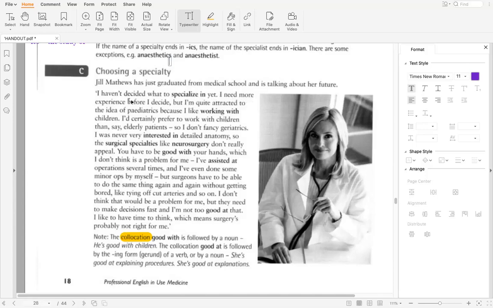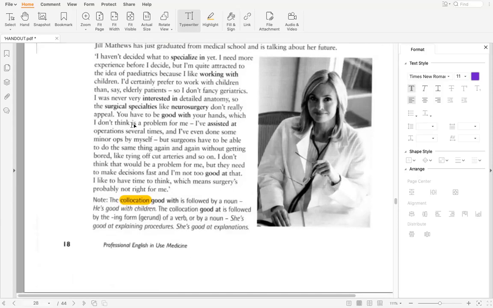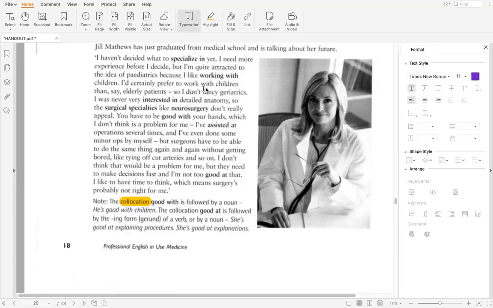Alright? They come always together, like specialize in. I need more experience before I decide, but I'm quite attracted to the idea of pediatrics because I like working with children. I'd certainly prefer to work with children than, say, elderly patients. So I don't fancy geriatrics. So she preferred pediatrics to geriatrics.